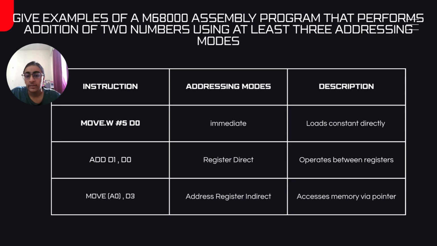The next one, ADD D1,D0: the addressing mode is register direct. That means the operations will all operate between registers, between any two or more registers. The last one is MOVE (A0),D3, whose addressing mode is address register indirect, and it will access any wanted memory via a pointer.